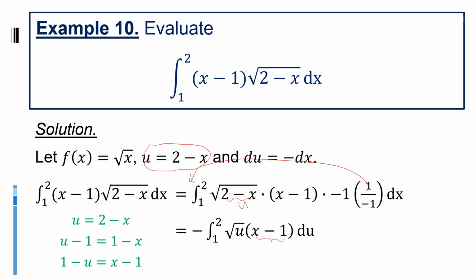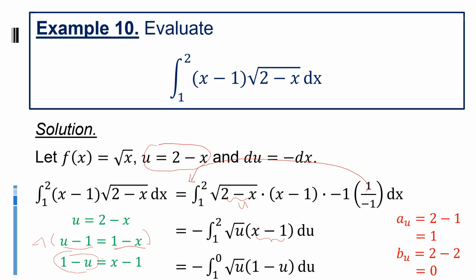If we subtract 1 from both sides, u minus 1 is just u minus 1, 2 minus x minus 1 is 1 minus x. Pero ang gusto natin is x minus 1. Ngayon, if we multiply negative 1 sa buong equation na yan, then we have 1 minus u equals x minus 1. Therefore, x minus 1 now can be expressed as 1 minus u. Then, yung atin namang lower limit is 2 minus 1, or that is 1, and yung upper limit natin is 2 minus 2, or that is 0.